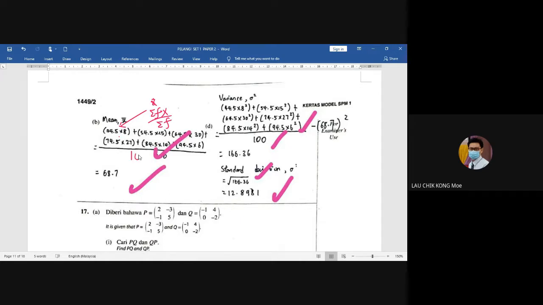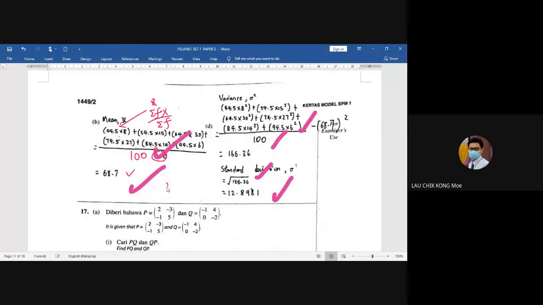Maybe here is 100, we cover this. It is covered, I am marking it. Divide by 100 and then the answer should be 68.7. No other answer is accepted. Only one: 68.7. You will get 6,870 divided by 100. So there is no other answer for the mean.